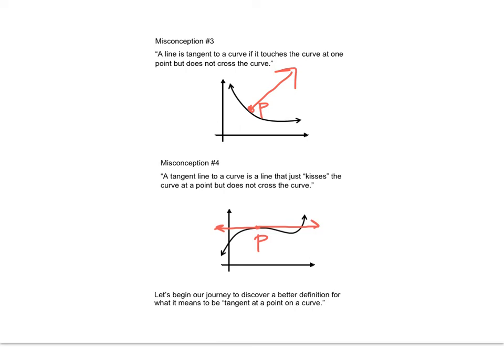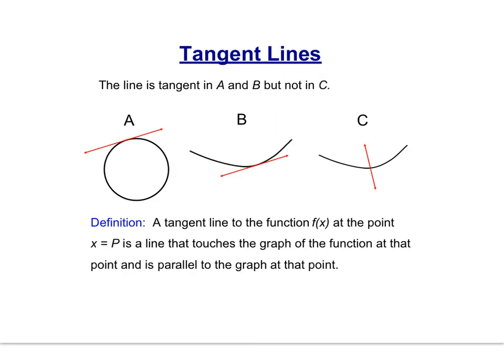Now, I'm going to give you a more exact formal definition. So these were our examples previous, and this was our non-example. And looking at these examples and non-example, we could say that a tangent line to the function f of x at the point where x equals p is a line that touches the graph of the function at that point and is parallel to the graph at that point. So if you look at examples A and B, do those examples meet this definition? They touch it at that point and are parallel to the graph at that point.